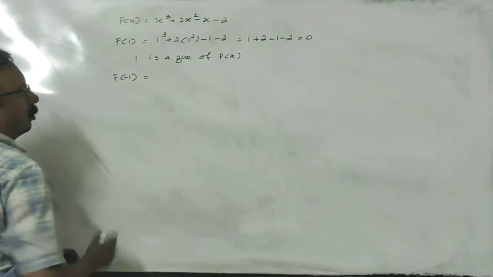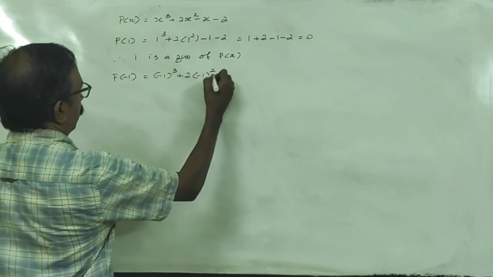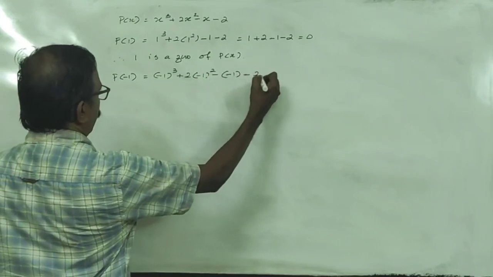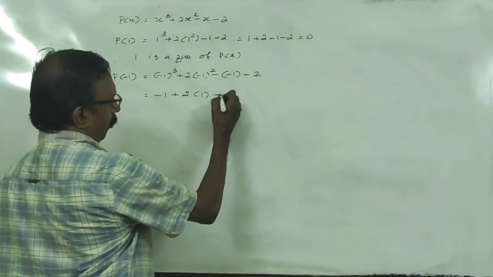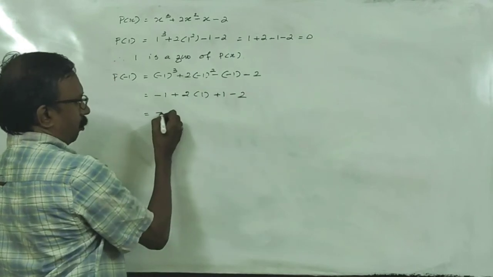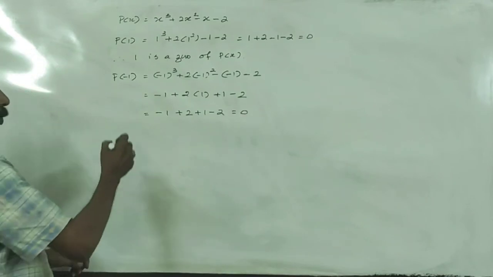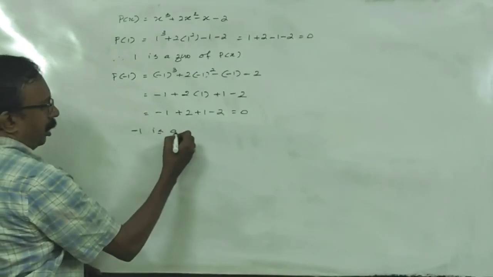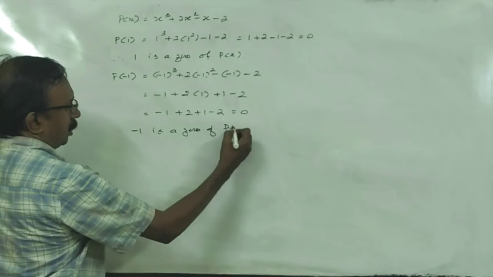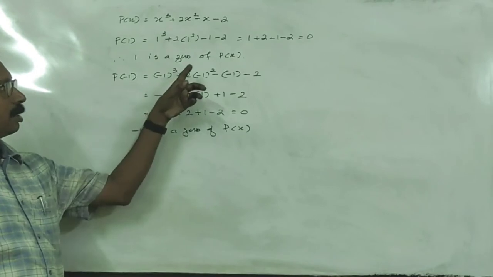Now let me check p of minus 1. Minus 1 the whole cube plus 2 into minus 1 the whole square minus minus 1 minus 2. So minus 1 plus 2 into 1 plus 1 minus 2, that is minus 1 plus 2 plus 1 minus 2, that is 0. Therefore x is equal to minus 1. Minus 1 is a zero of p of x. Here 1 and minus 1 are zeros of p of x.